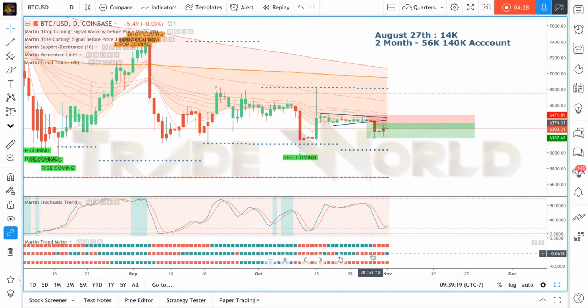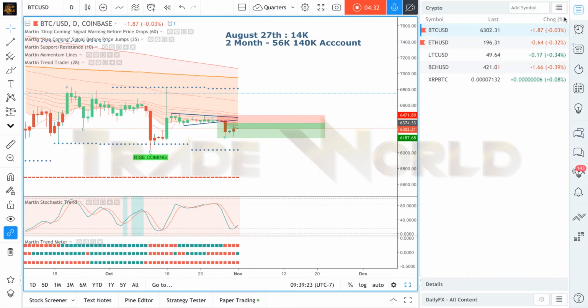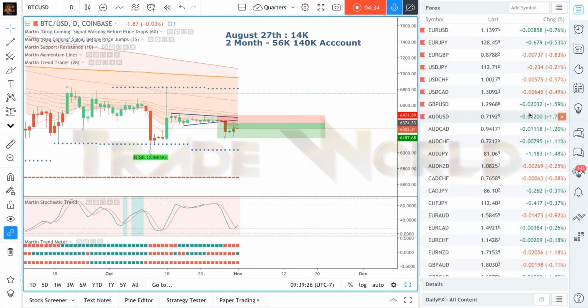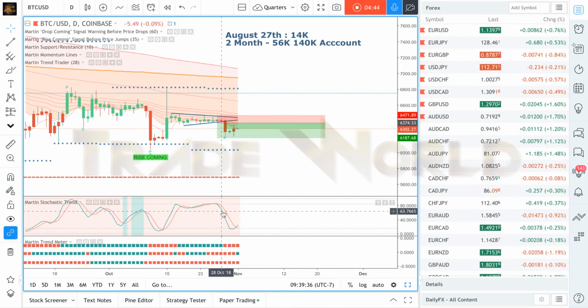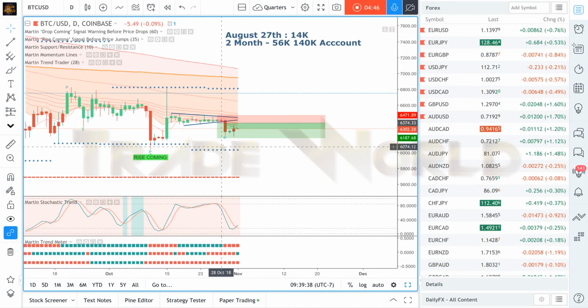I just did this for you guys on a trade EUR GBP, and I'll show you that really quick, because that was a very successful trade I just called yesterday. And I want to show you guys that this setup here, guys, this is why you really need the indicators, the Martin Trend Trader. If you're going to dial it down to anything, I would do Martin Trend Trader, momentum lines, Martin stochastic trend, Martin trend meter, and the support resistance lines if you're just going for the bare minimum.